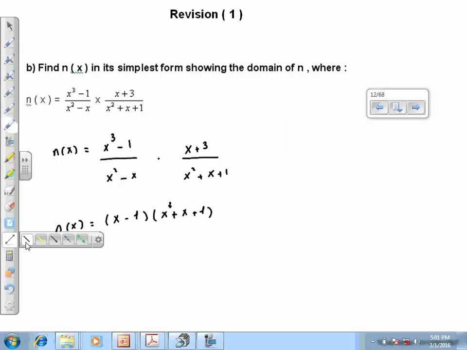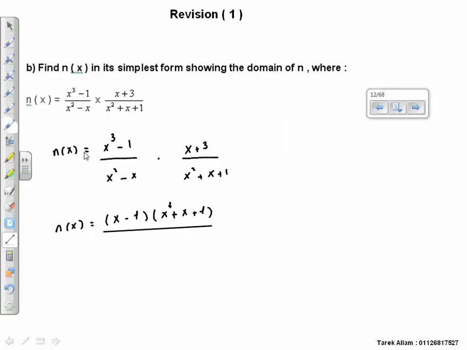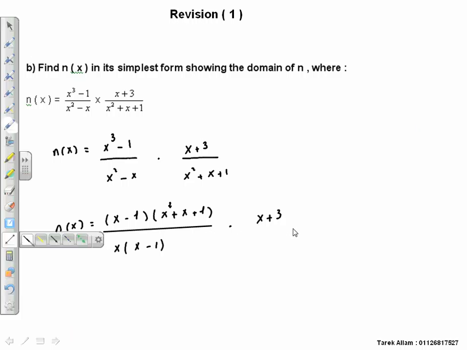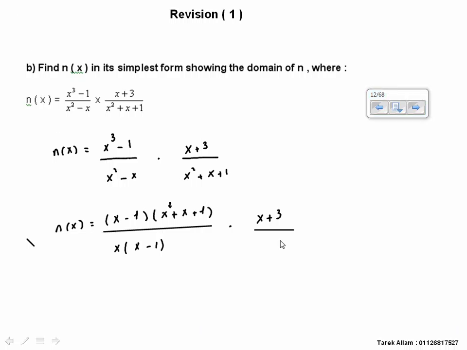All this fraction is divided by x squared minus x. I want to factorize x squared minus x. I will take x as a common factor. The result will be x minus 1 times x plus 3 over x squared plus x plus 1.